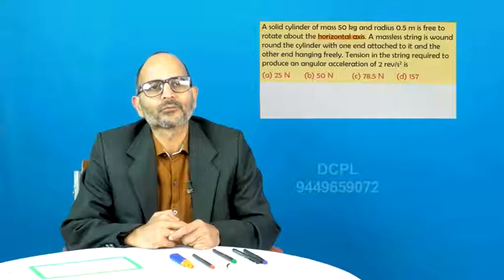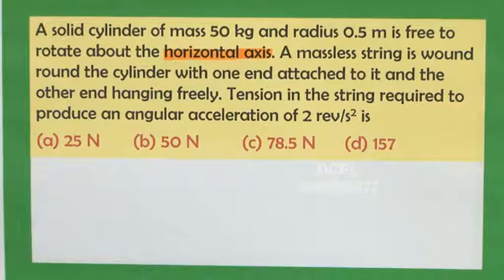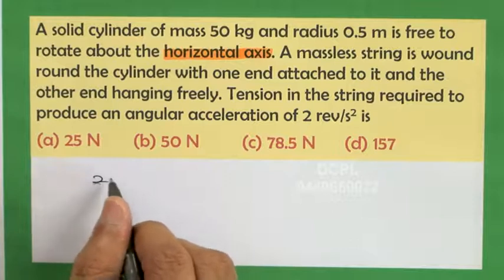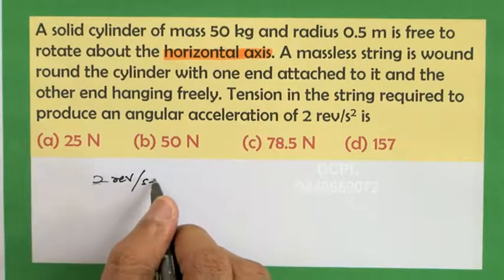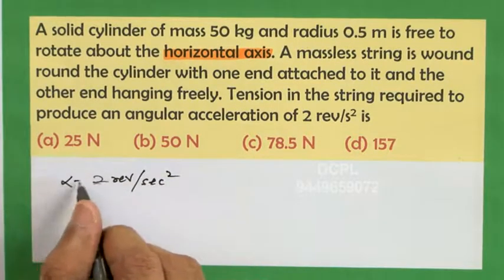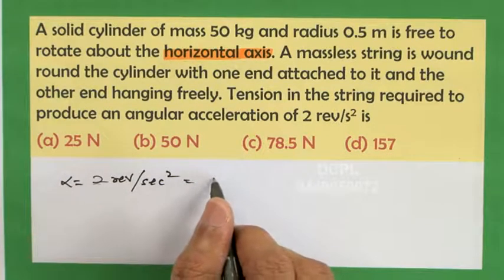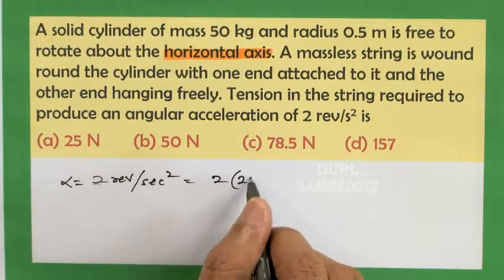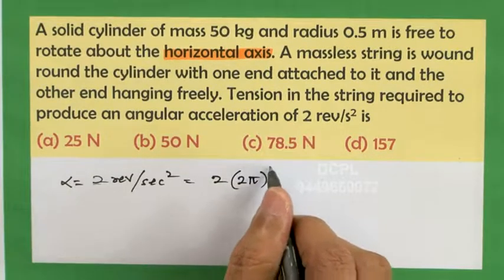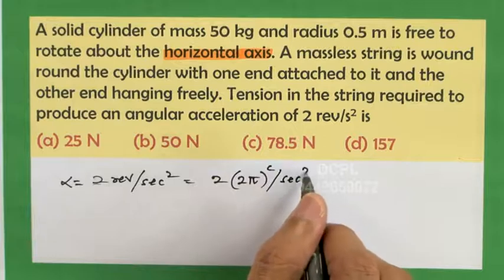Now, there are a little bit of conversions which you are supposed to understand. The angular acceleration is given to be 2 revolutions per second square, and we will convert it into radians per second square. Fine. So, 2 revolutions per second square can be written as, 1 revolution corresponds to 2 pi radians. So, it should be 2 into 2 pi radians per second square. Fine.